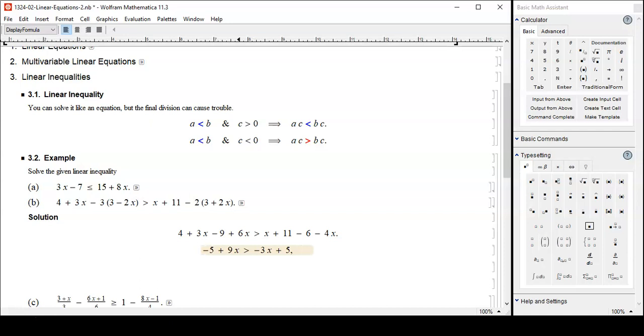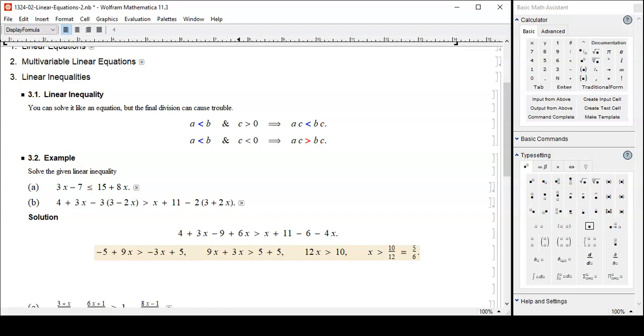Okay, let's flip negative 3x to the other side. And flip negative 5 to the other side. Change the side, change the sign. 9 plus 3, so we have 12x is greater than 10. x is greater than 10 over 12, which is 5 over 6. So we have the answer, x greater than 5/6.